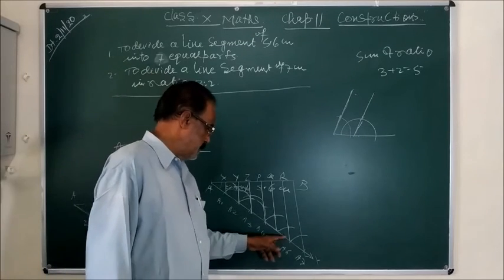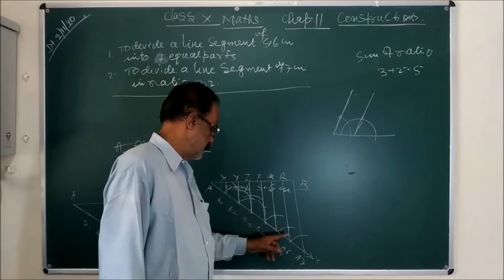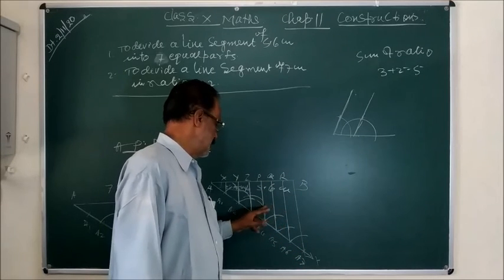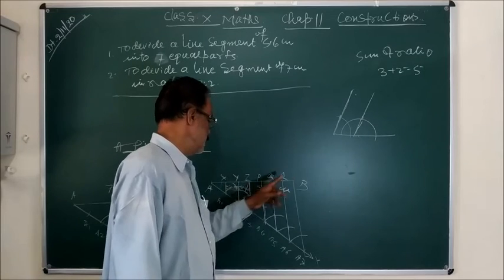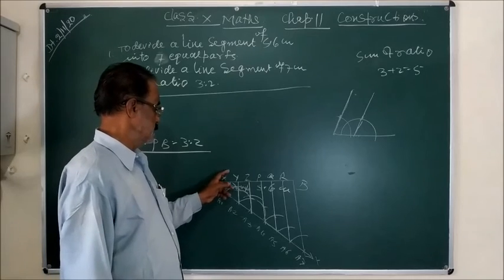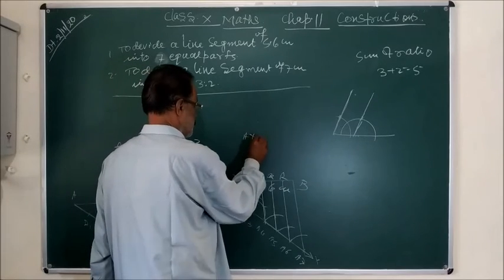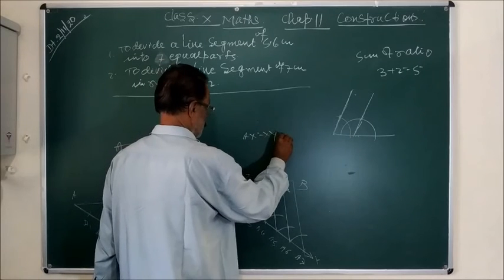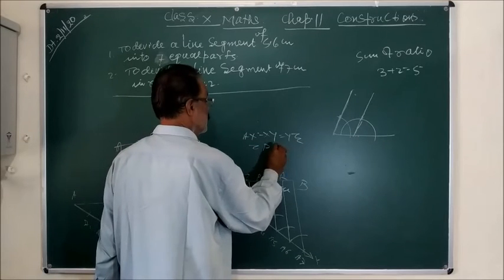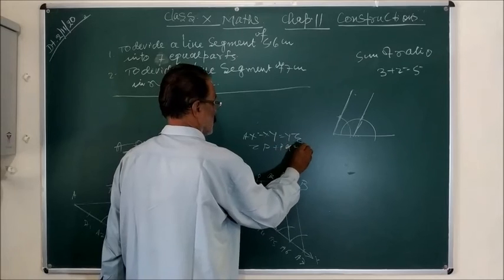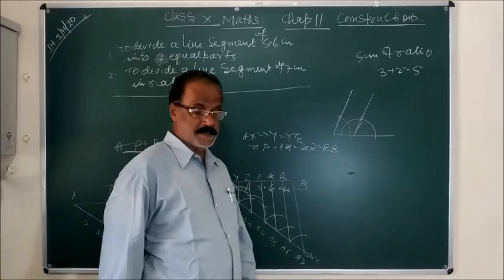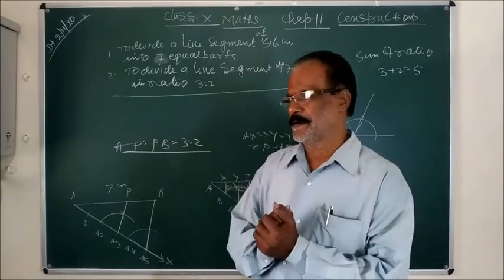And from every point A1, A2, A3, A4, A5, A6, we draw parallel to BA7. So parallel draw करेंगे, and this line will divide the given AB into 7 equal parts. AX is equal to XY is equal to YZ is equal to ZP is equal to PQ is equal to QR. In this way, this line segment is divided into 7 equal parts.